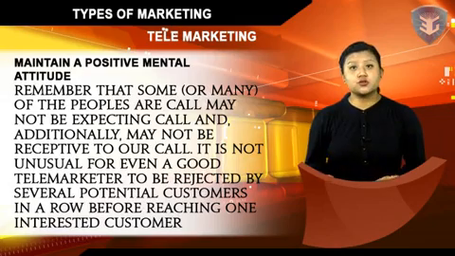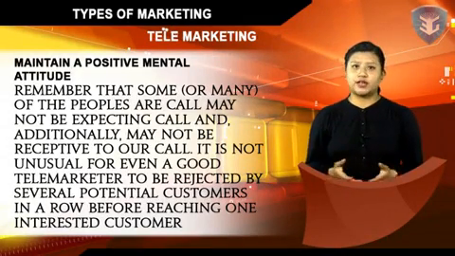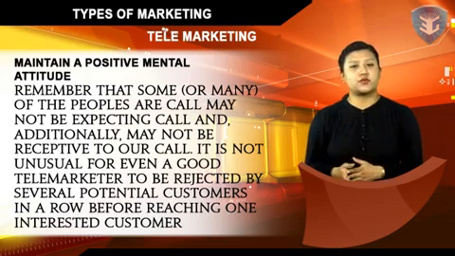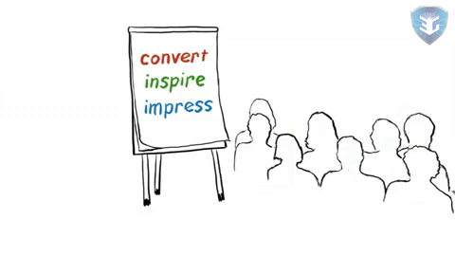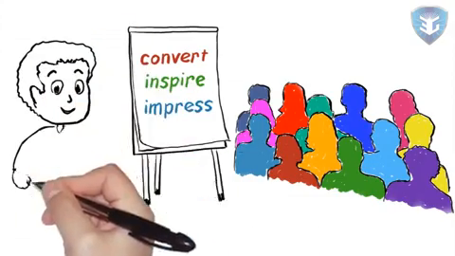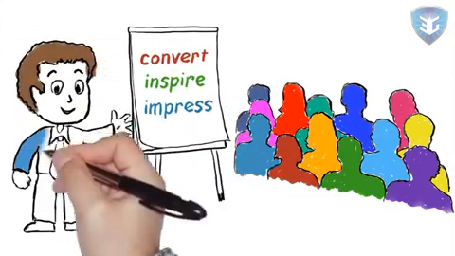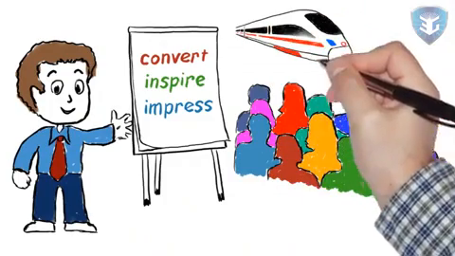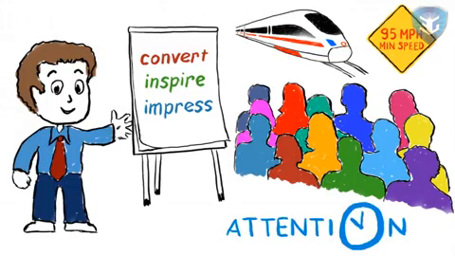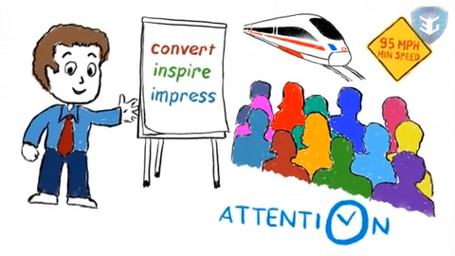It is not unusual for even a good telemarketer to be rejected by several potential customers in a row before reaching one interested customer. The main key to your business success is catching the attention of your prospective customers and being able to let them know about your product or service. With life in the fast lane, it's almost impossible to keep their attention for more than 5 to 10 seconds.